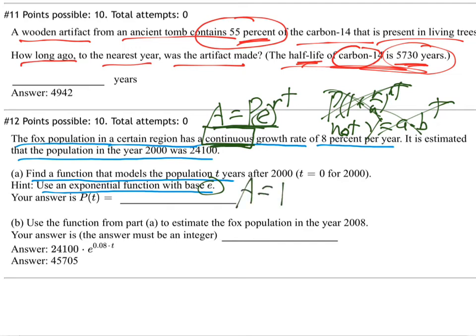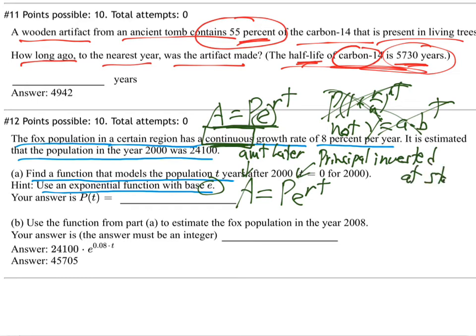We'll just pretend it's money, basically. It's the same thing, just biological objects instead of dollars. You know how it works, right? A is the amount later. P is the principal invested at the start.